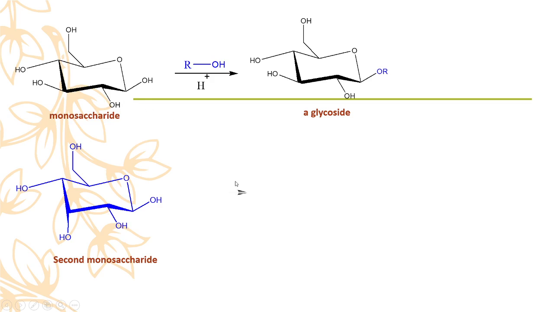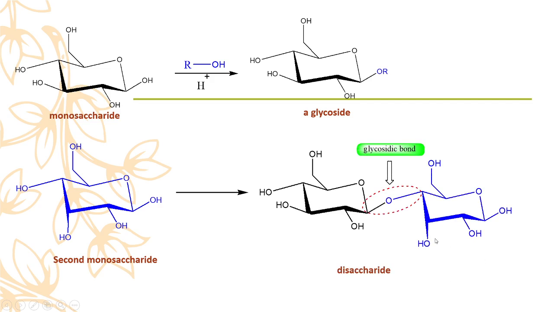So in this reaction you can see the product. This is the first monosaccharide, and the anomeric carbon is attached to the OH of this second monosaccharide. So this OH is reacted with this anomeric carbon, and we got this as a product. This is the disaccharide, and this bond is called a glycosidic bond. Okay, so this is called the disaccharide.